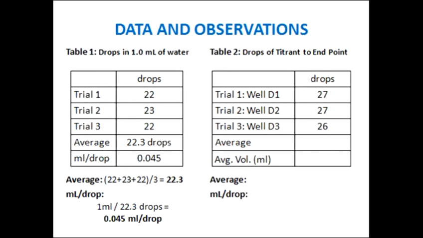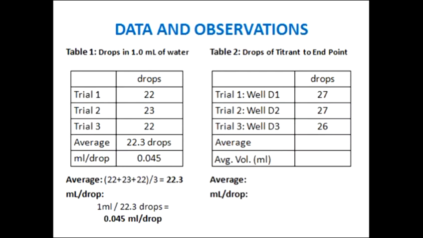Drops per mil is not a useful value for us. What we really need is how many mils there were in every drop, the volume of 1 drop. And to do that, we just take 1 ml divided by our number of drops, and I find that I had 0.045 mils per drop. That number is going to prove important later on. In Table 2, we see the data on how many drops of titrant, our NaOH, the base, it took to reach our end point where the color changed. In Trial 1, well D1, it took 27 drops.